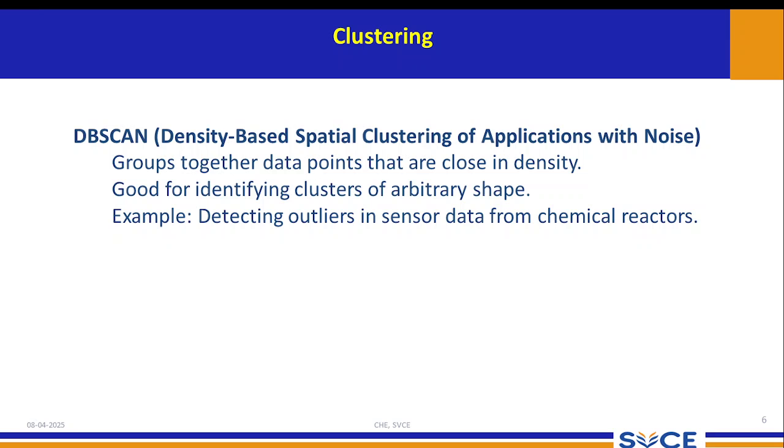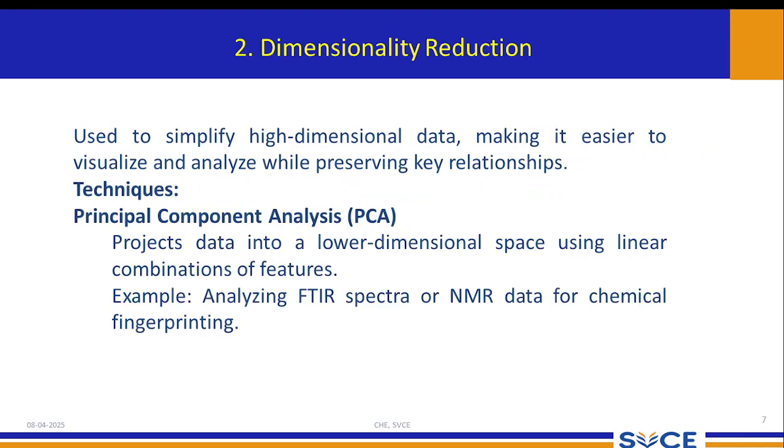It is good for identifying clusters of arbitrary shape. Example: detecting outliers in sensor data from chemical reactors. So data which is skewed or contains outliers can be identified and put into one group. This is density-based spatial clustering of applications with noise. Detecting outliers is a very important point that needs to be considered, which comes under the clustering approach of DBSCAN.